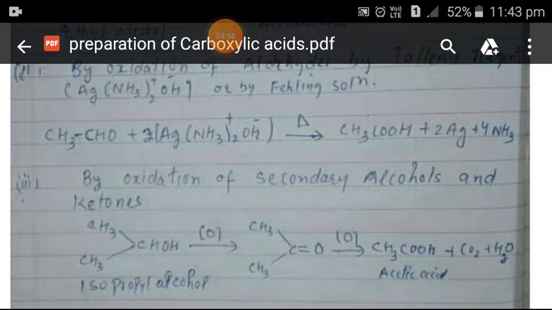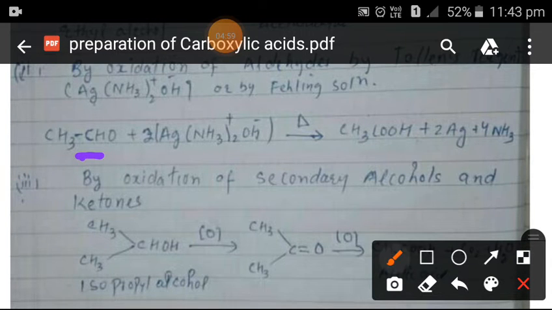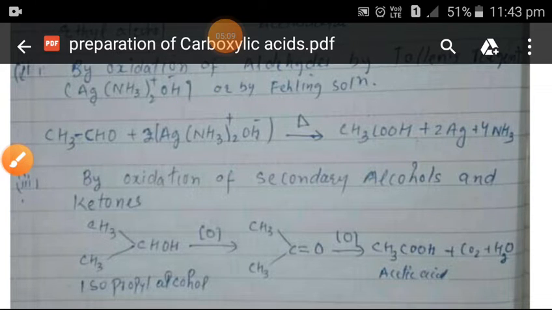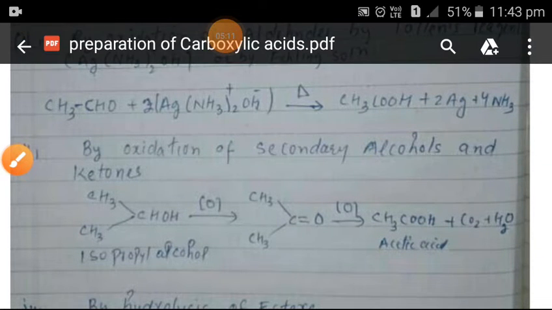So here the same, acetaldehyde gets oxidized in presence of what is called Tollens' reagent to form acetic acid. Silver and ammonia are formed. So one of the well-known reactions, we have already discussed it.